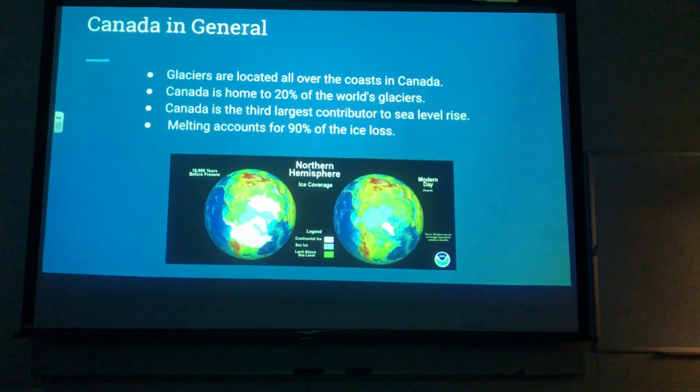Canada in general. Glaciers are located all over the coast in Canada. Canada is home to 20% of the world's glaciers. Canada is the third largest contributor to sea level rise. Melting accounts for 90% of the ice loss from Canada's biggest ice field. The picture below shows 18,000 years before present in ice coverage to now. The white represents ice and the green shows the land above sea level then and now.